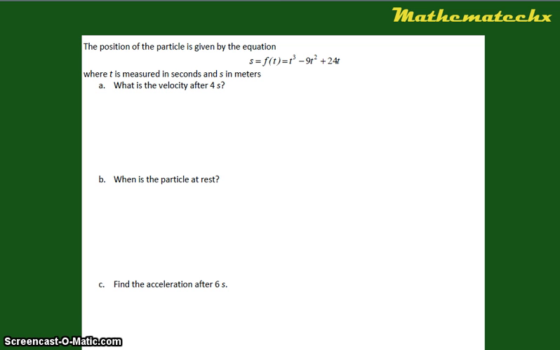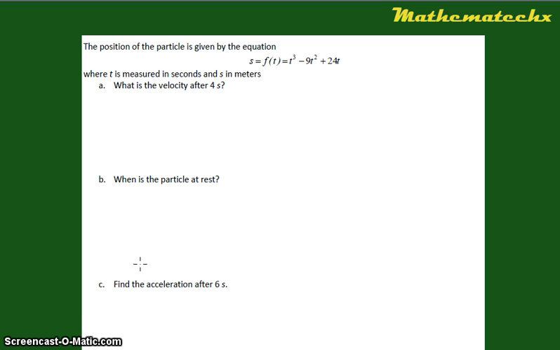So it says in the problem, the position of the particle is given by the equation s equals f of t, a function of time, equals t cubed minus 9t squared plus 24t, where t is measured in seconds and s in meters. The first question is, what is the velocity after 4 seconds? The second question is, when is the particle at rest? And letter C, find the acceleration after 6 seconds.